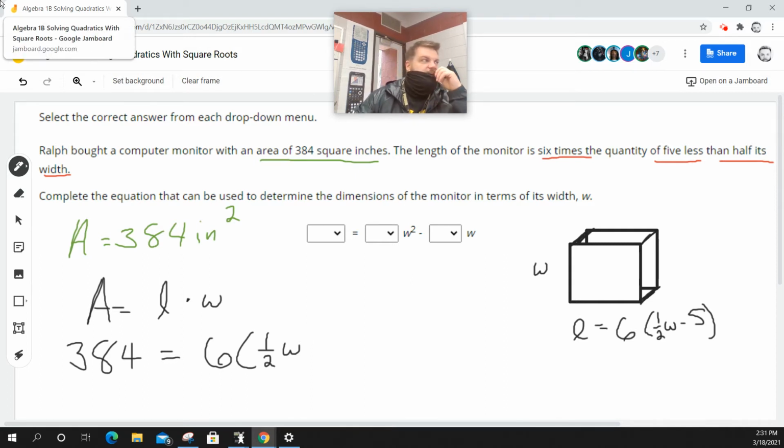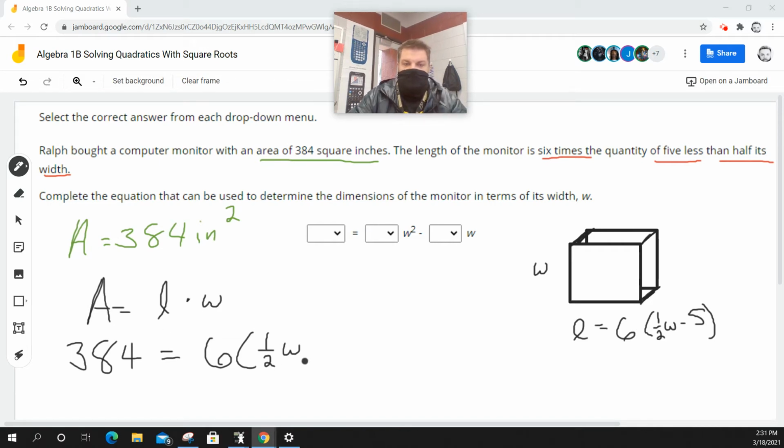Oh man, I'm going to have to double check this one because I'm not sure if it's 6 times 1/2. I think I have it written down right, but I'm going to double check this at the end to make sure. So minus 5, it's a good thing I did this problem. Now what is that? That's just the length. Now I have to multiply that by the width, which is just W.